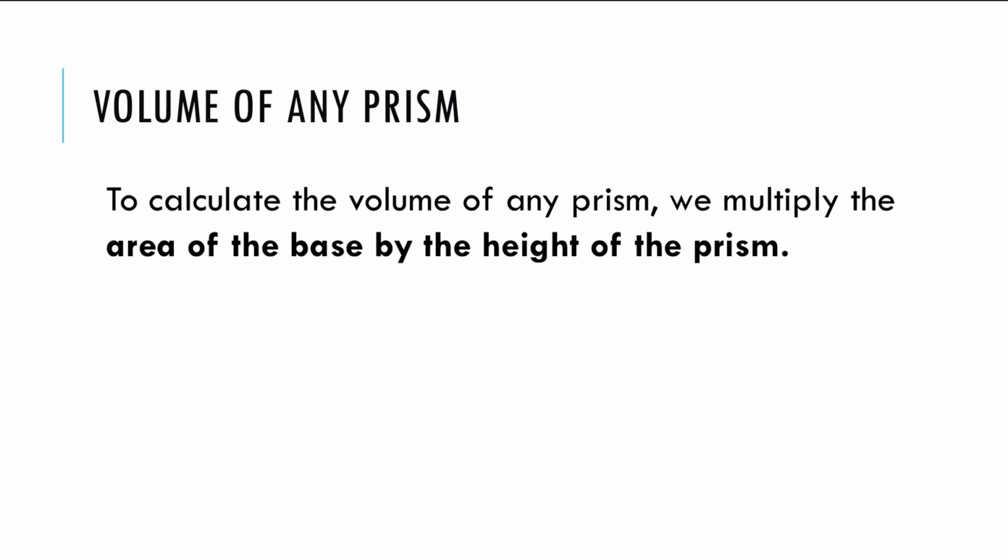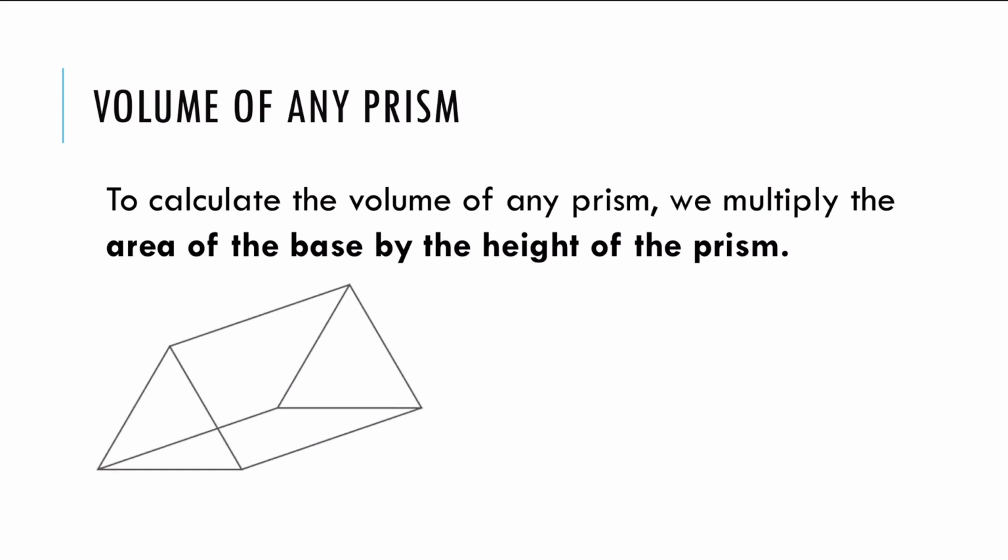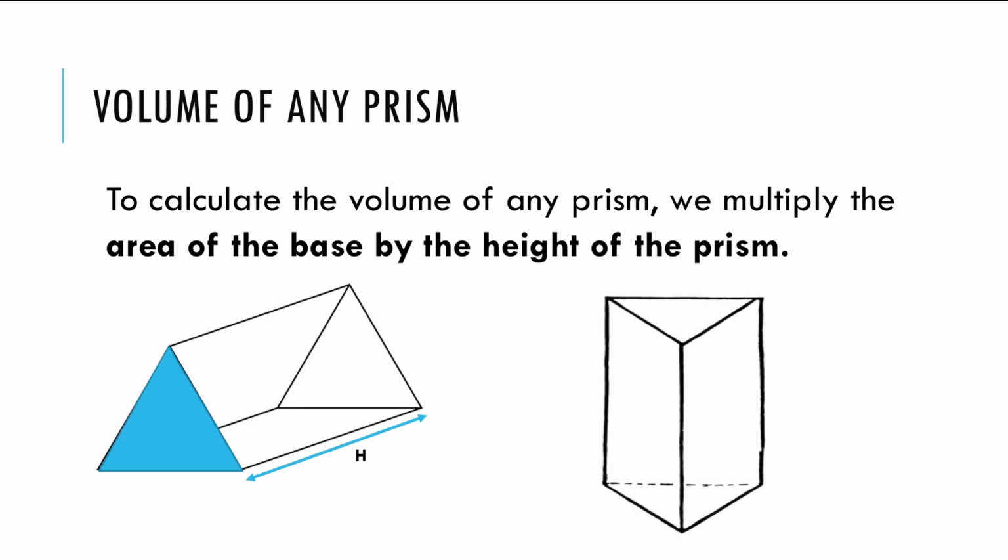To calculate the volume of any prism, we multiply the area of its base, whatever that might be, by the height of the prism, okay? So if I know the area of the base of this triangular prism and I know the height, I just multiply those two together. What can be quite confusing is when the prism is sat a different way, some people can't identify the height, they find it quite difficult.